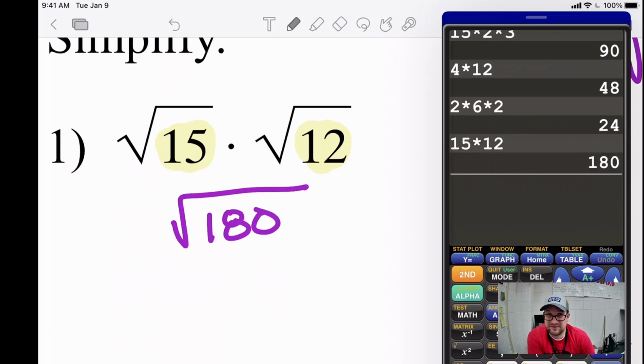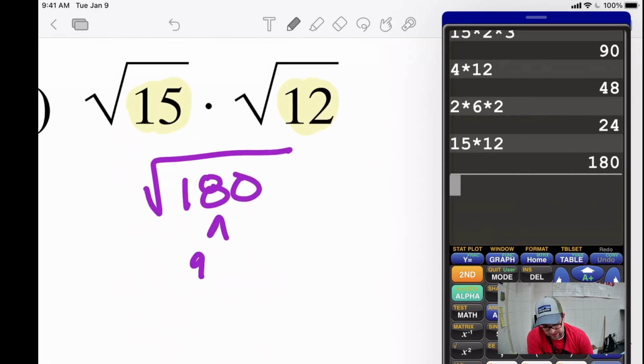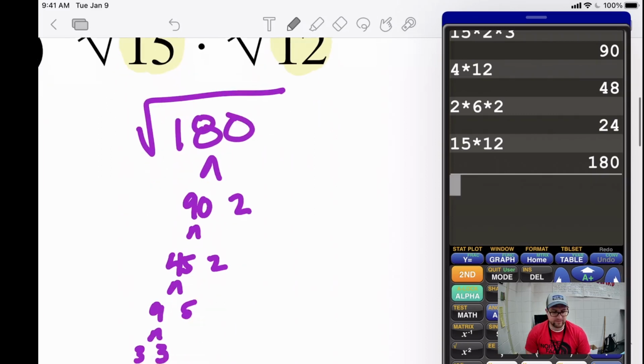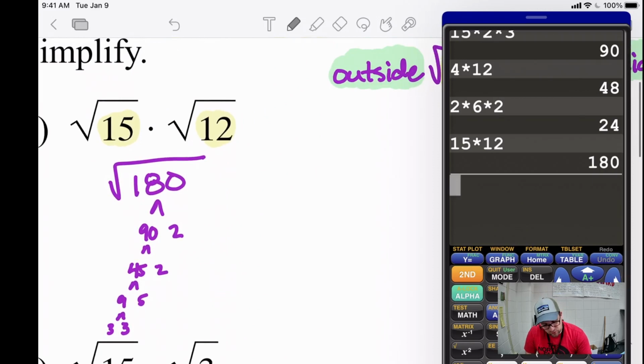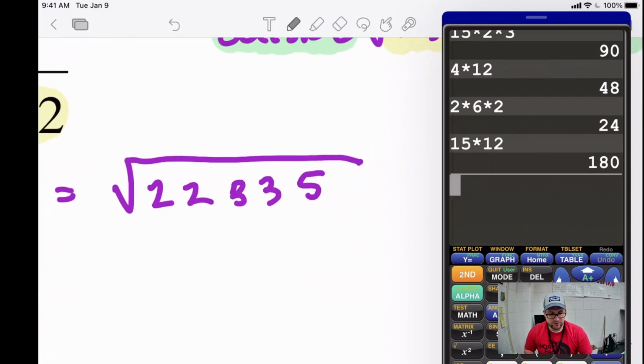Now our job's not done there. We need to simplify every one of these problems that we do. So 180 would break down into 90 and 2. 90 would be 45 and 2. 45 would be 9 and 5. And 9 would be 3 and 3. So when we break this down, we can rewrite 180 as 2 times 2 times 3 times 3 times 5. Perfect.